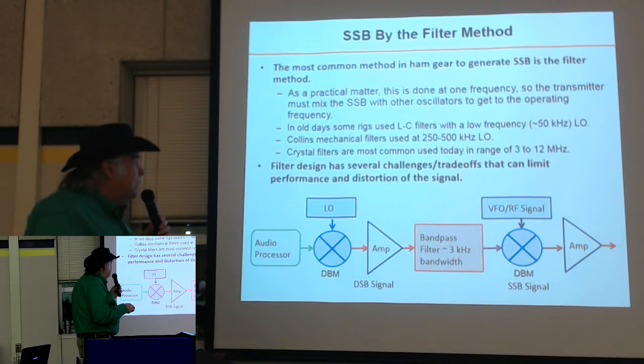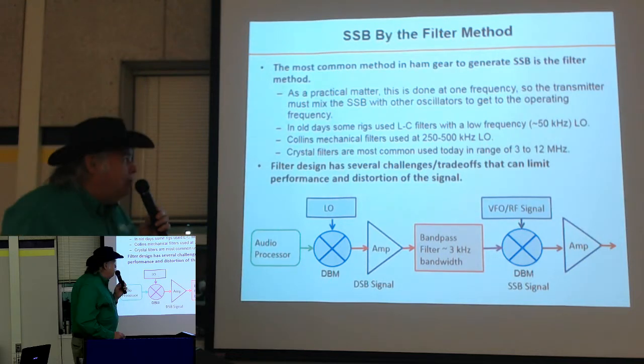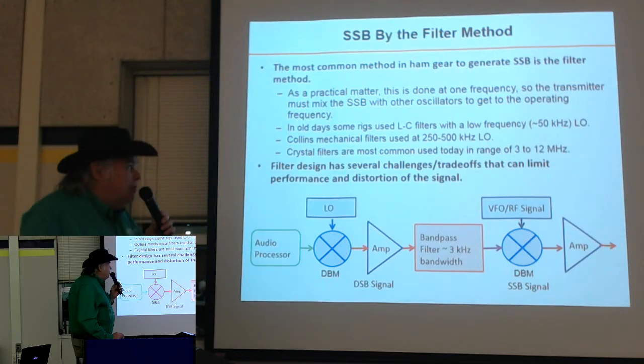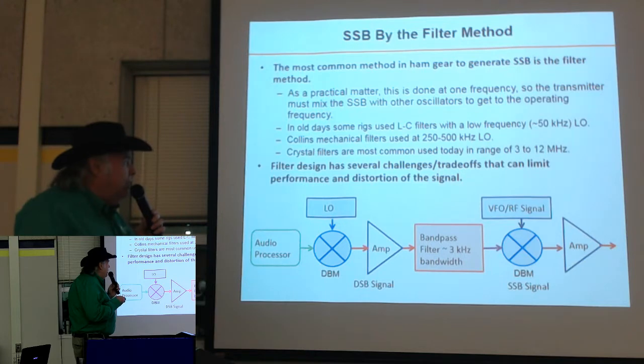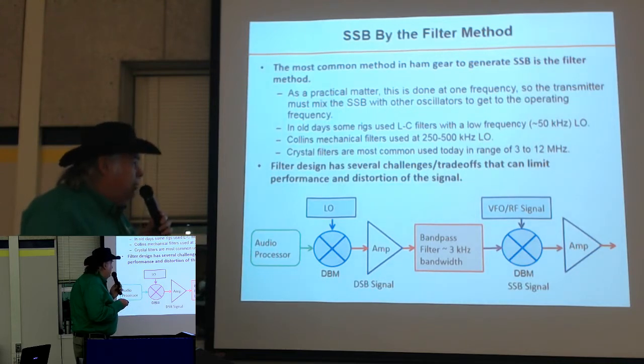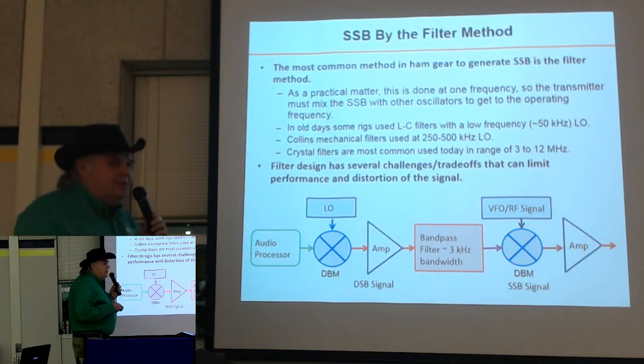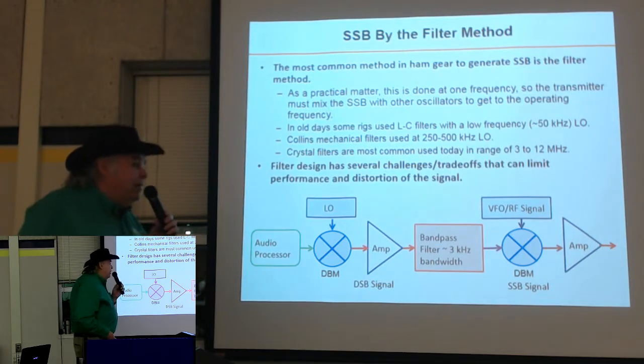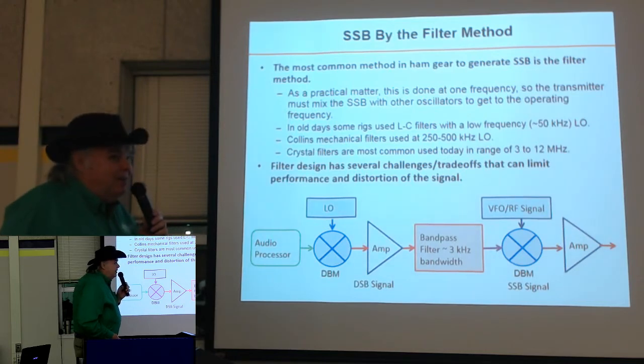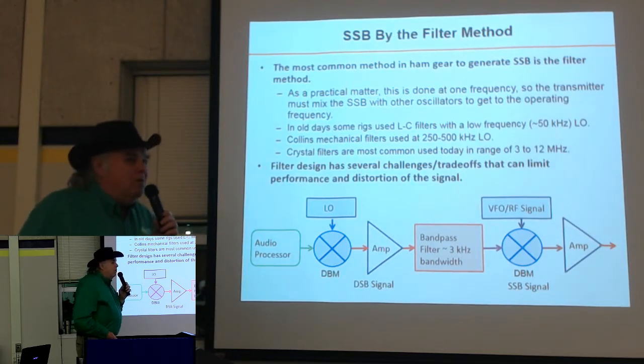Collins came out in the early 50s with their mechanical filter, which is in all the S-line and even some other radios these days, where it was a 250 to 500 kilohertz LO, and then this was their mechanical resonator filter, which worked pretty well. And now today we're using mostly crystal filters that range from around 3 to 12. 9 is very common, 8.63. I think some of the Heathkits had 3.4 megahertz filters.